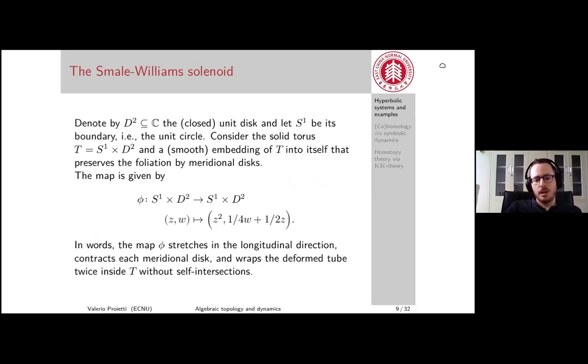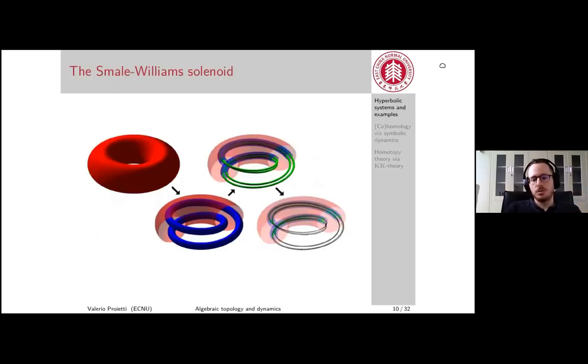Now, this is an example which really is presented as an Axiom A system, not just as a Smale space. Before looking at the formulas, I want to show you the picture. You start with the solid torus, the red one on the left. Then you stretch it in the longitudinal direction, and you contract the meridional disks. Then you put it inside itself, and you keep repeating this process. Here already you start seeing the hyperbolic nature once again, because one direction gets stretched and the other direction, the disks, get contracted.